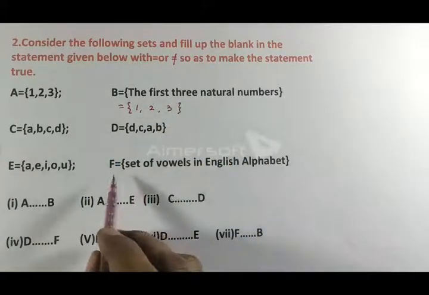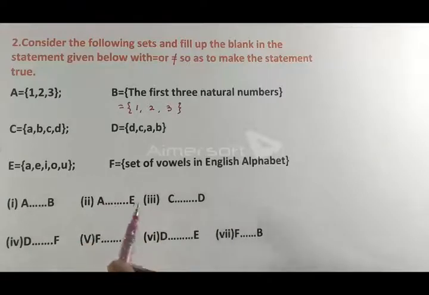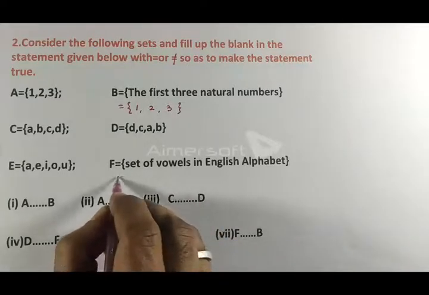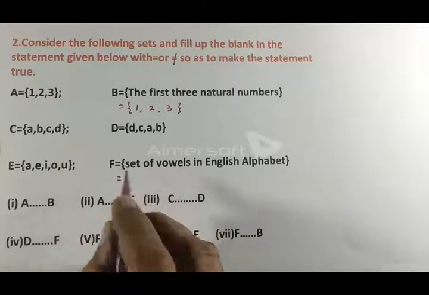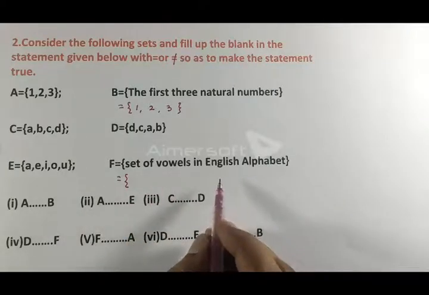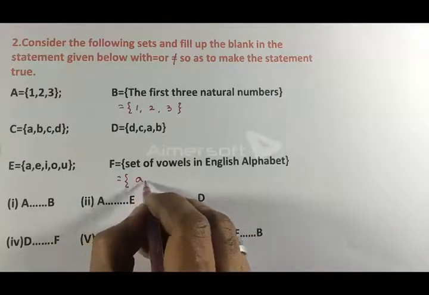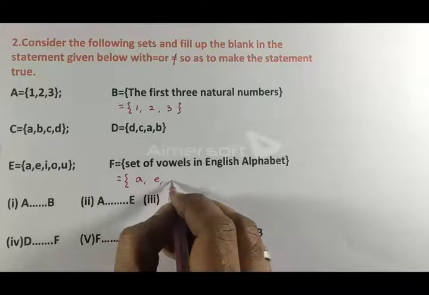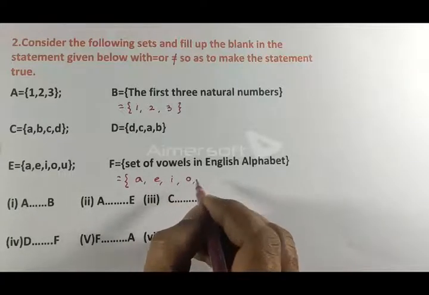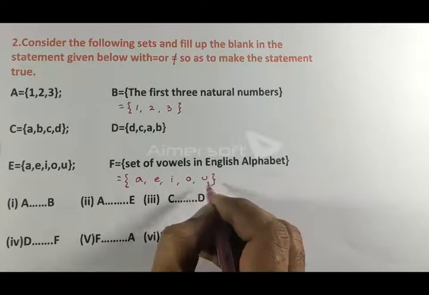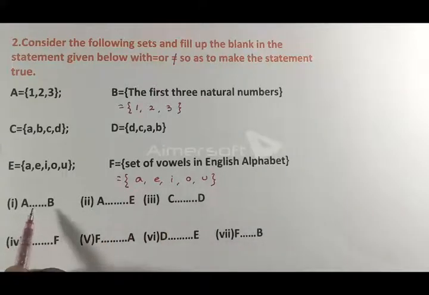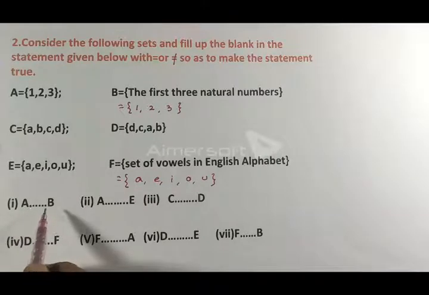The set F is also in set builder form. I will write it in roster form. Set of vowels in the English alphabet. We can write A, E, I, O, U. Now we have to fill up the blanks with is equal to or not equal to. A dash B: whether A is equal to B or not.